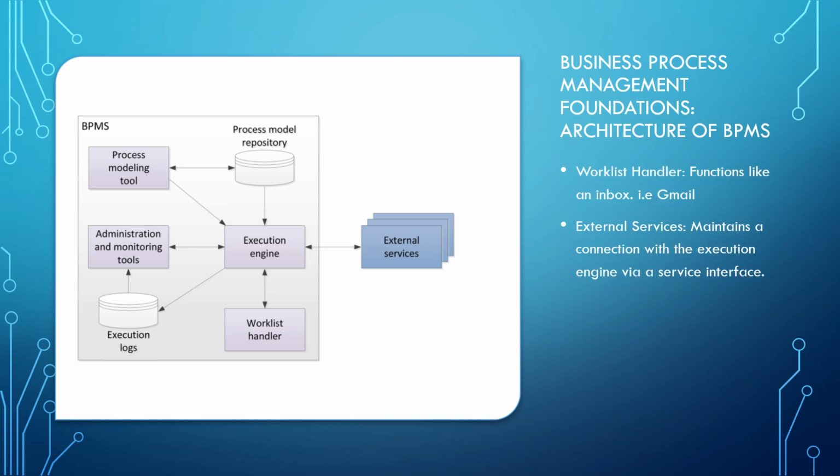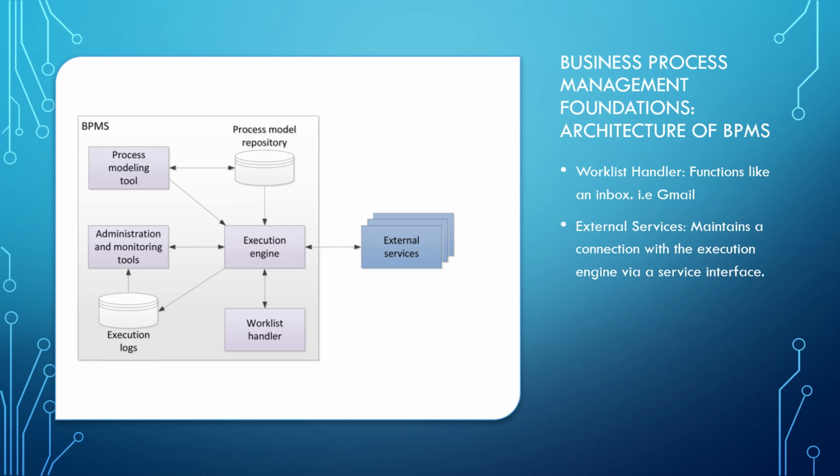So the last two pieces of the architecture of a BPMS are the work list handler, which functions sort of like an email inbox, and then an external service which maintains the connection with the execution engine via a service interface. The work list handler is a component of the BPMS through which process participants are offered work items and commit to these. It is the execution engine that keeps track of which work items are due and makes them available through the work list handlers of individual process participants.